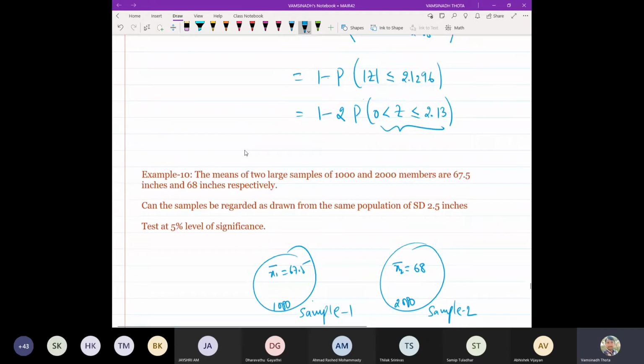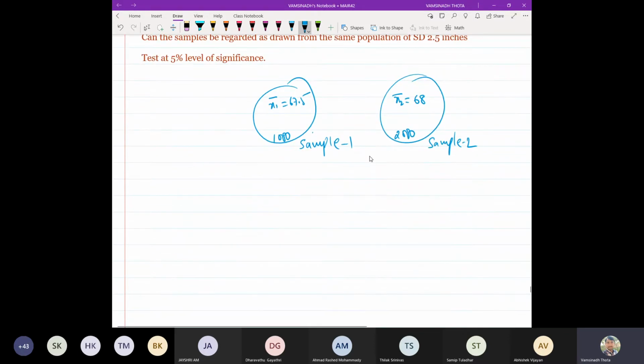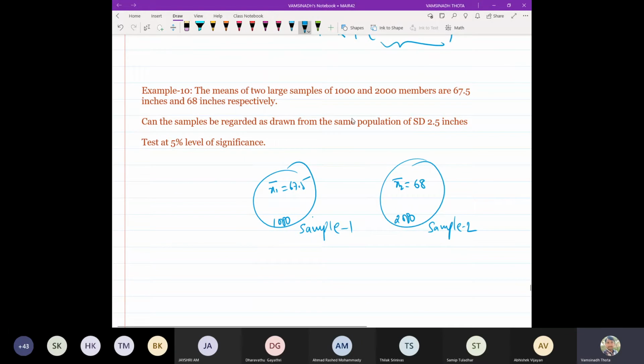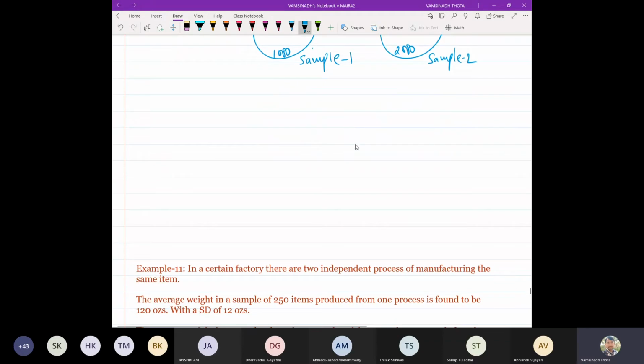But here you see, the population standard deviation is already given, 2.5 inches. So the only thing we need to check to answer this question is whether the difference between the sample means is significant or not. If it is significant, we will say that these two samples are not drawn from the same population. If there is no significant difference, we can say that both the samples are drawn from the same population with the standard deviation 2.5, with 95% confidence. Remember that only with 95% confidence can we say that.